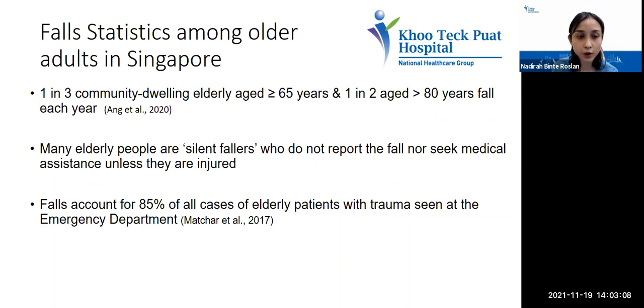So how common are falls in Singapore? It was found that 1 in 3 community dwelling elderly aged more than 65 years and 1 in 2 of those aged more than 80 fall down each year. Many of these elderly are silent fallers, meaning they do not report the fall to their loved ones or even seek medical attention unless they are injured. It was found that falls account for 85% of all cases of elderly patients with trauma that were seen at the emergency department.